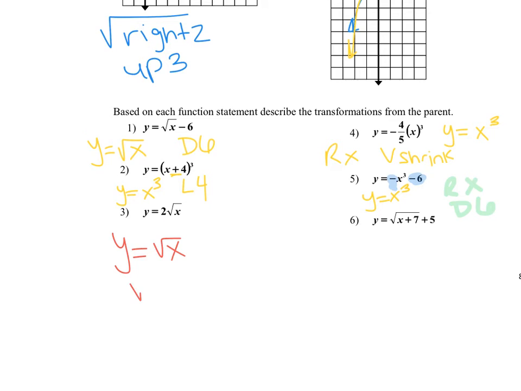And the thing that's happening is a vertical stretch by a factor of 2. This guy here is also a parent function of y equals the square root of x. And this one is going left 7 because we have plus 7 on the inside. And we're going up 5 because of the plus 5 on the outside.